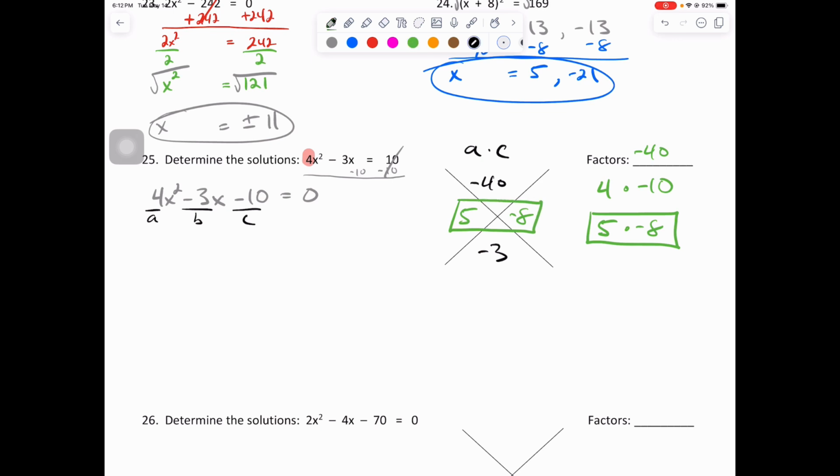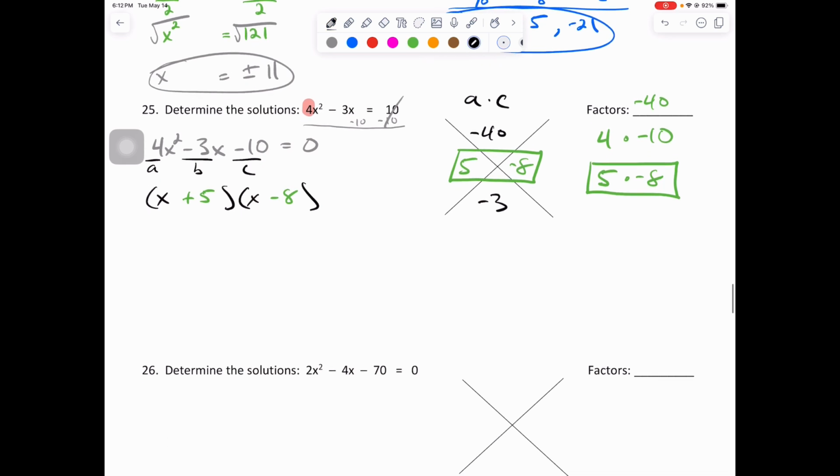We'll show that there. And then we will go ahead and just simply write that as, hold on, I'm going to do that in black here, but with what's in green. So we'll do x plus 5 and x minus 8. Now we need to get to what x is equal to. Well, we'll do that in blue. So x equals, yes, it's negative 5, and x equals not negative 8, but yes, positive 8.